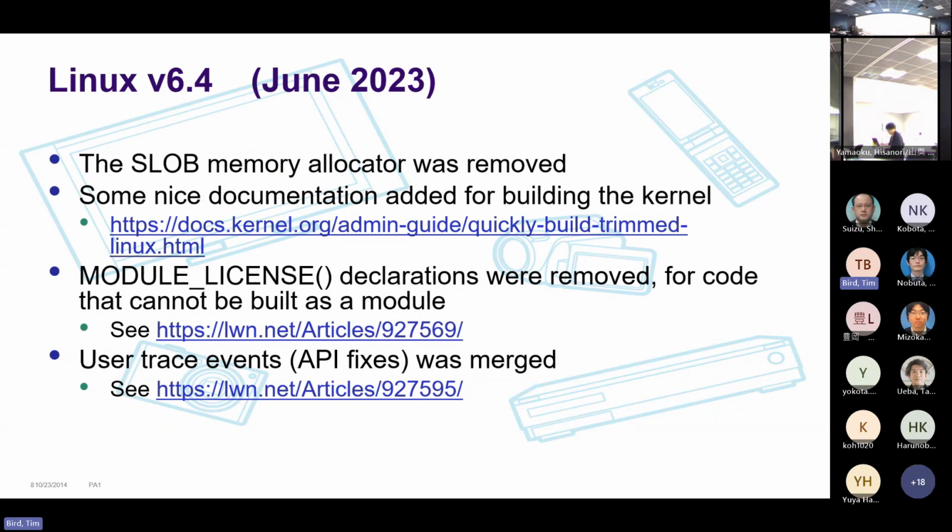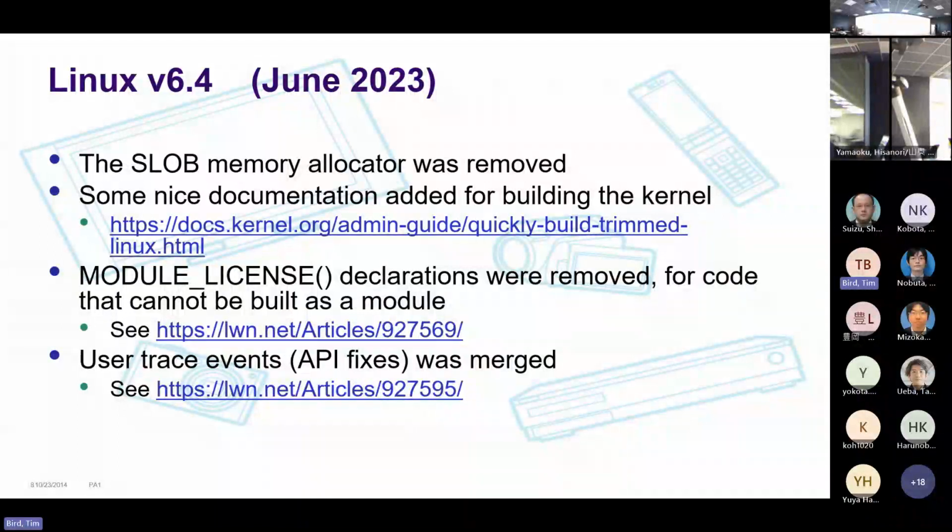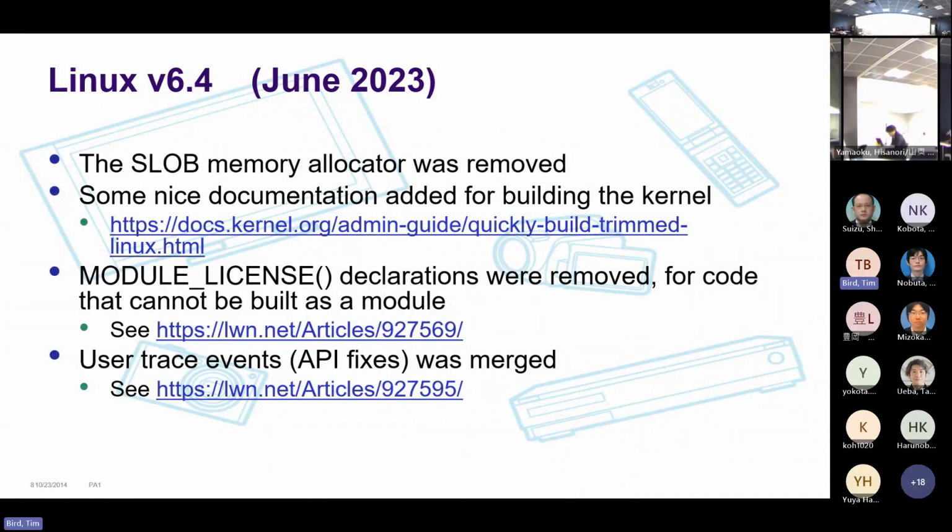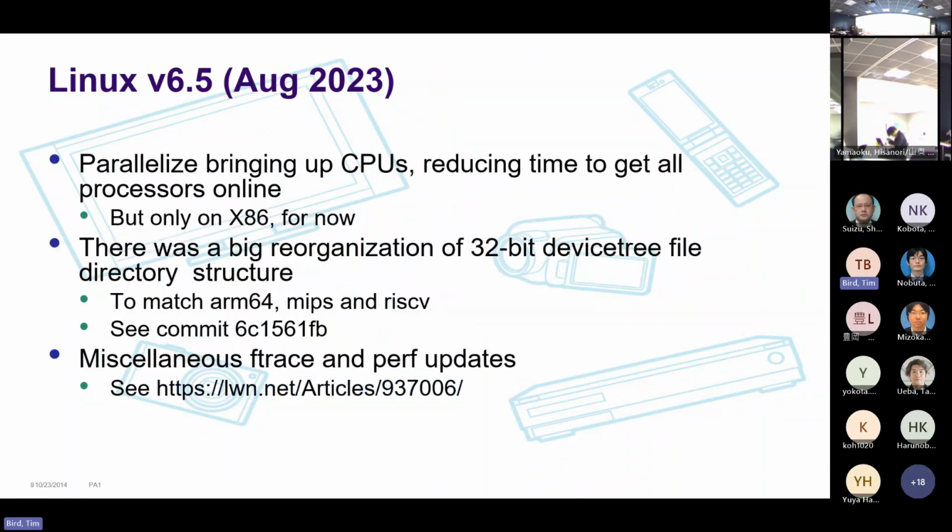The module license declarations, a lot of those were removed if it was used in code that cannot be built as a module, and there's a long history there of why code that couldn't be built as a module was actually using this macro. But that was a cleanup that turned out to be trickier than people thought. User trace events API fixes were merged in the 6.4 release.